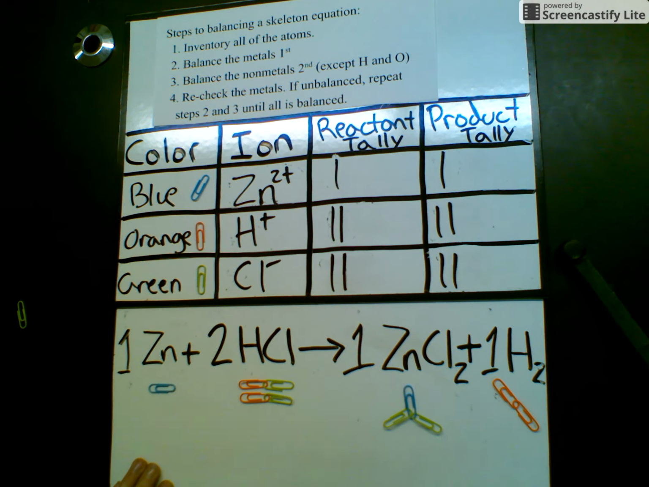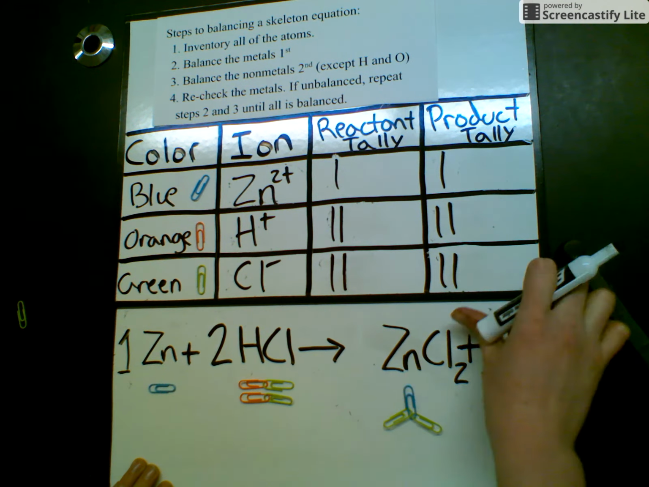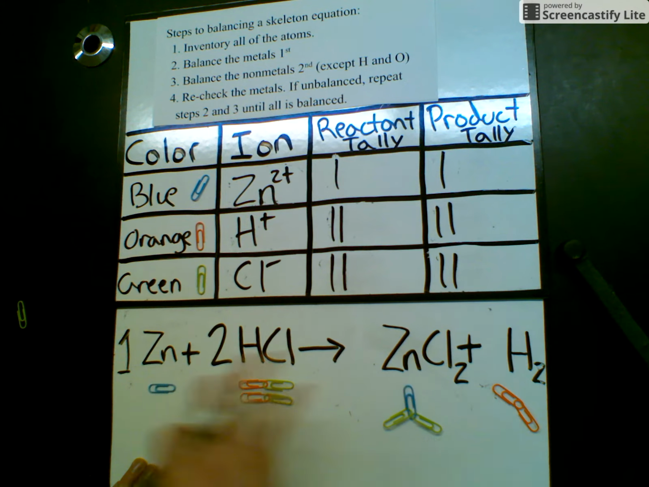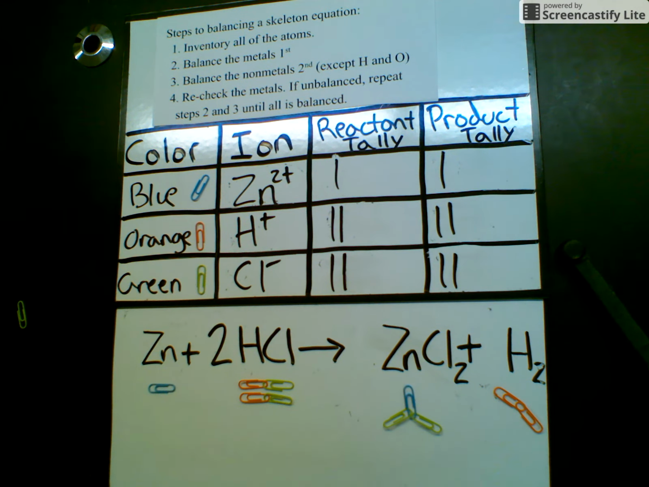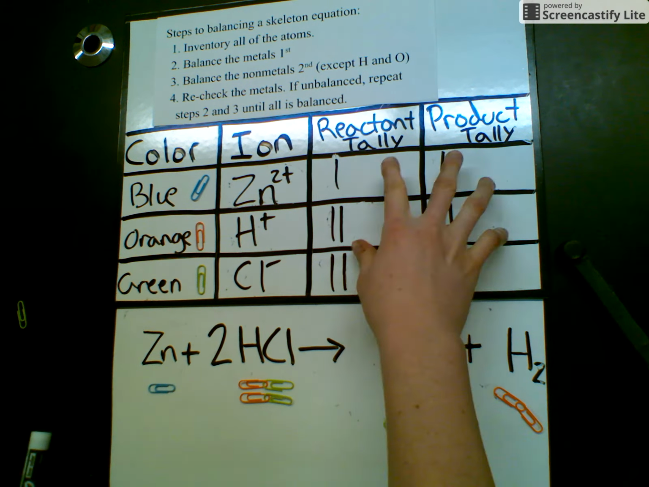So this is actually our balanced chemical equation. But the problem with it is that we actually don't like to write ones. We're a little bit lazy in science. So we're going to go ahead and erase those. Now this is actually what your finalized balanced chemical equation would look like. And we know that it's supported by this tally.